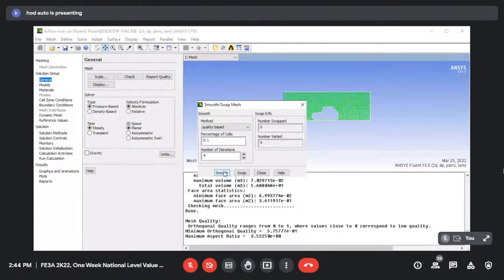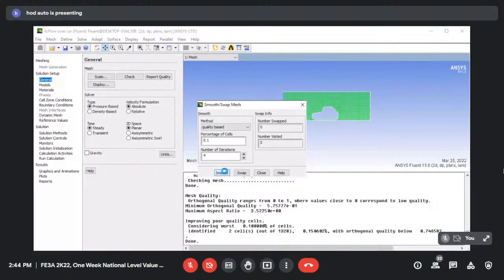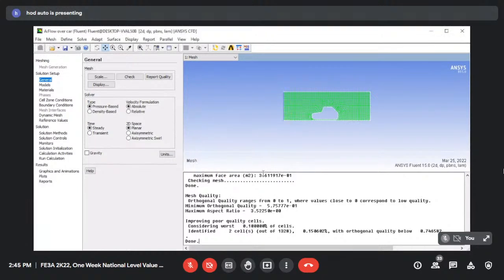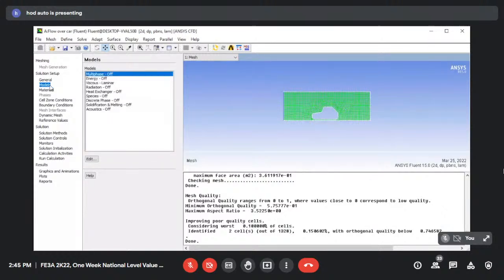So wherever your mesh is not smooth, you have to smoothen it. Smooth, done. There is around 0.1% of the cells that are the worst. We did it because solutions sometimes will not converge if your mesh is not in a proper way. Then we'll go into the physics. I'm telling you, unbelievable, physics is here. I'll just show you.